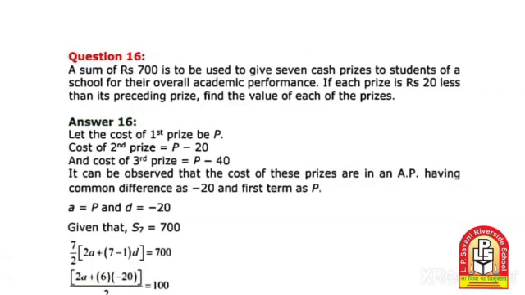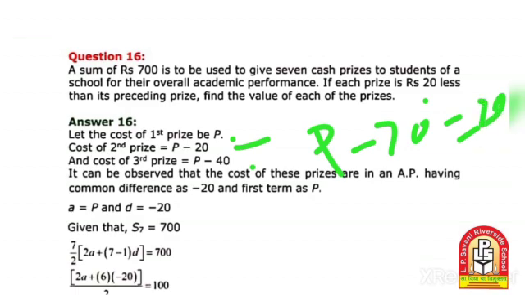So in this, I just repeat: the first prize is P, and the second prize is P minus 20, because the common difference is 20 rupees. The third prize is P minus 20 minus 20, so P minus 40 over here. It can be observed that the costs of these prizes are in an arithmetic progression having common difference minus 20 and first term P.